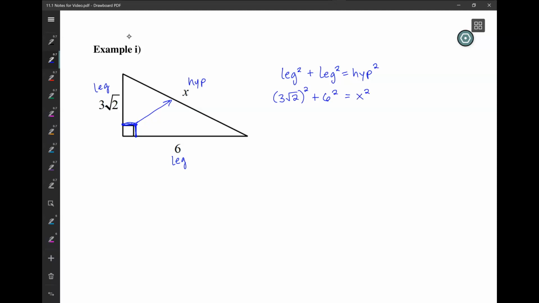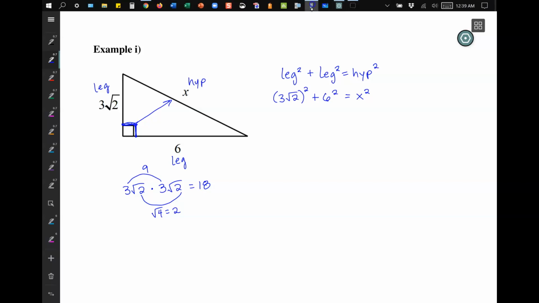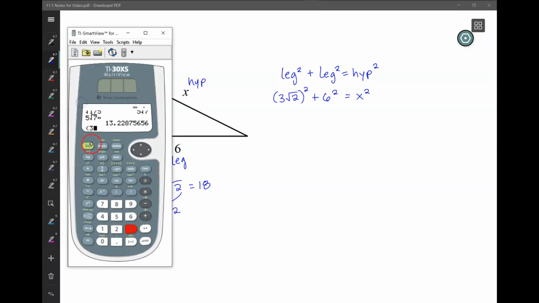Let's think about what that means. 3 square roots of 2 squared means 3 square roots of 2 times 3 square roots of 2. So 3 times 3 is 9, and the square root of 2 times the square root of 2 is the square root of 4, which is 2. So 9 times 2 is 18. Let me show you that that's what you get if you type it correctly with the parentheses.